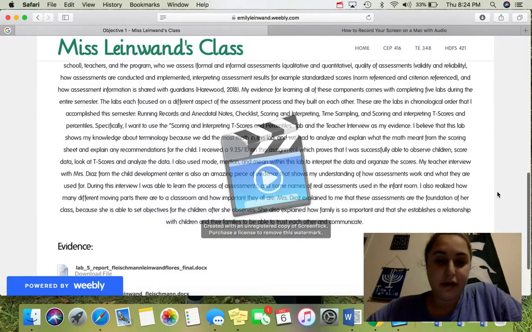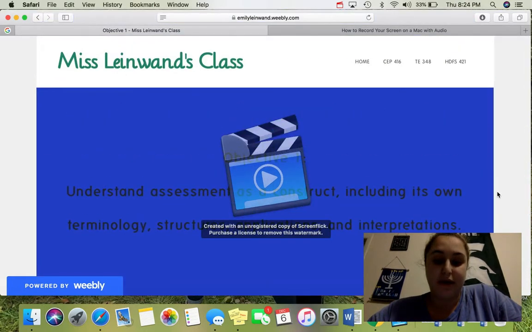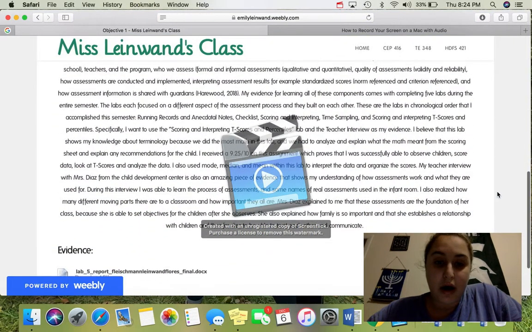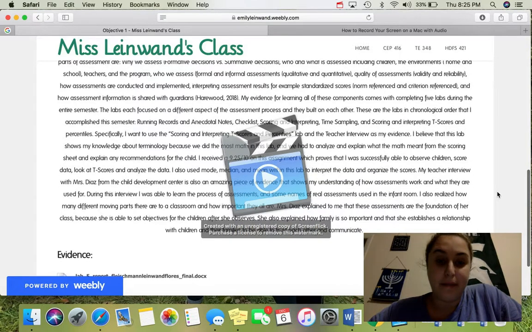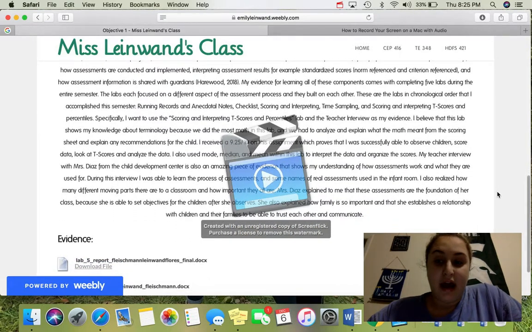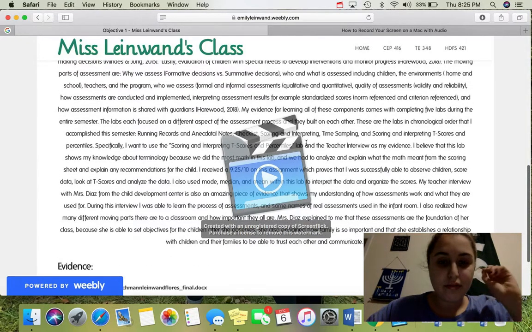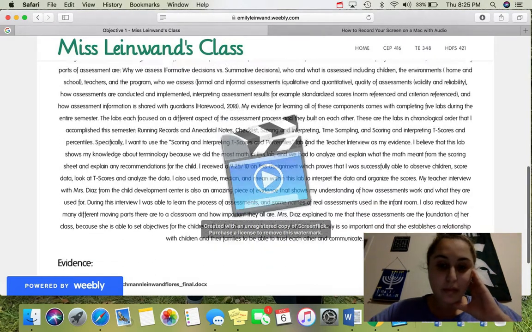So some of the other specific terminology that we used and learned in class were formal and informal assessments, qualitative and quantitative, validity and reliability, and I think there's one more. Oh, like formative and summative assessments as well.